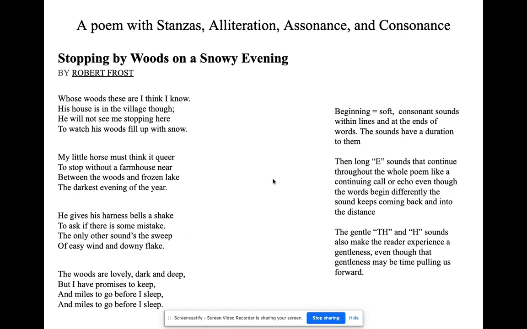So that's the practice that we're going to do and pay attention to and move forward with.